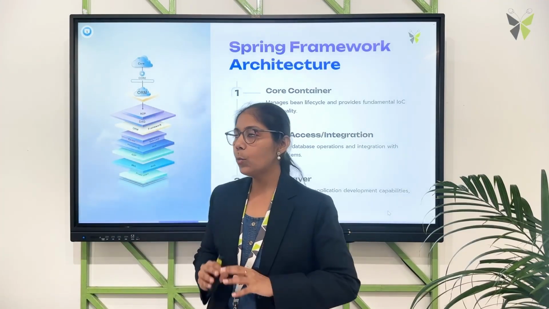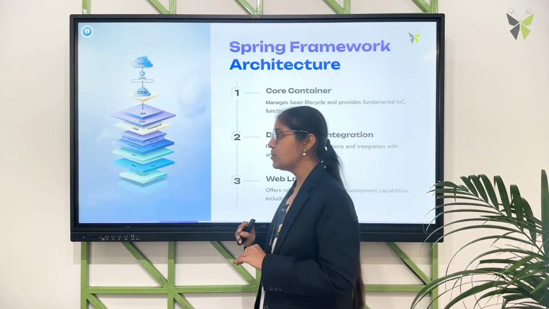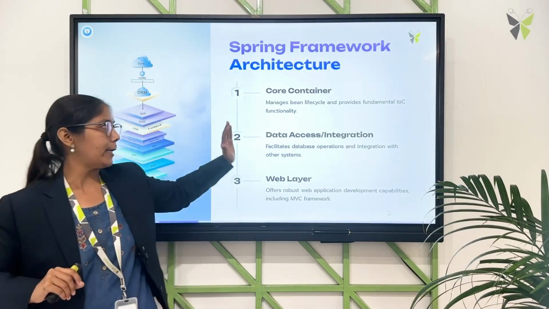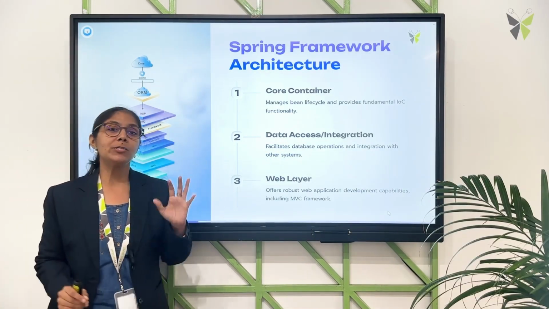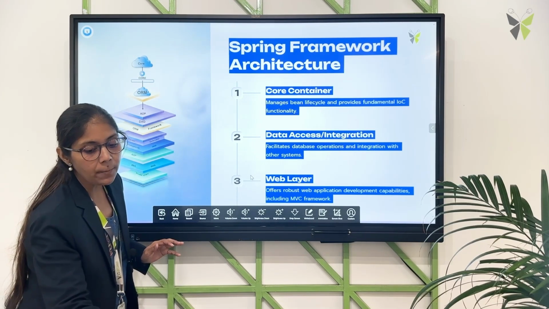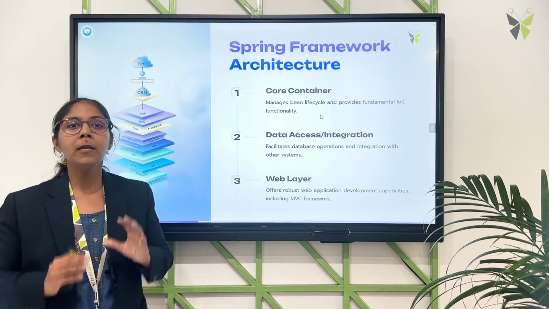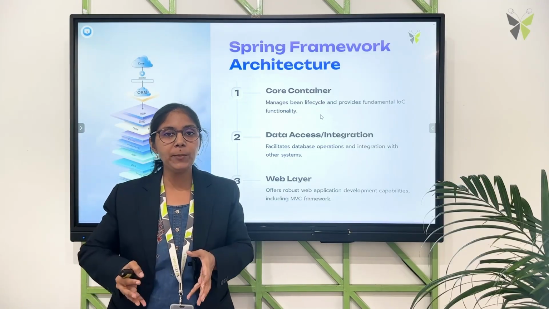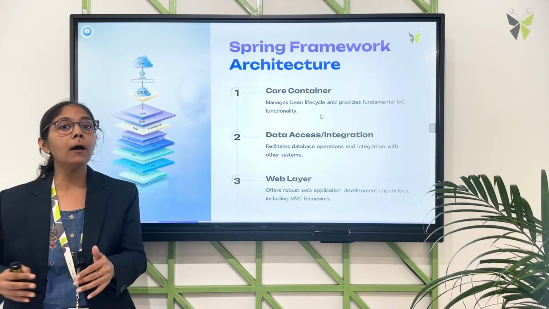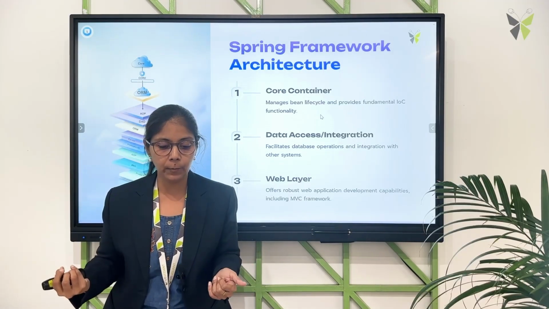Now let's talk about the overall architecture of the Spring framework. The first part is the core container. This is the container we use to maintain our IOC, manage the bean life cycle, and provide the fundamental IOC functionality. The object creation and placement happen in the container, and wherever I want to use the object, I can get it out of the container.